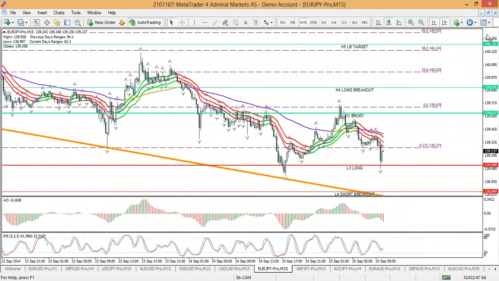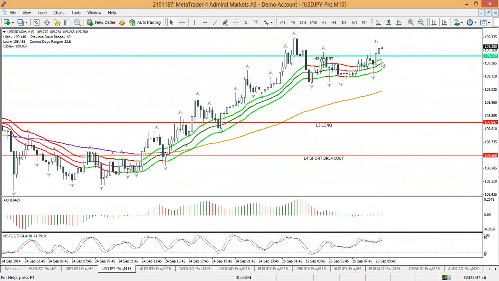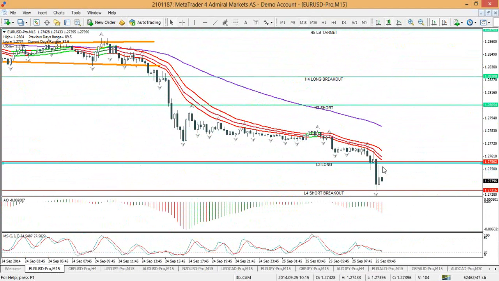So Euro yen is a potential. The problem though is that for the dollar yen downside, dollar yen is moving up. As I said, this is a potential breakout level here, so that's a bit contradictory. That has to do with the fact that the euro dollar is moving down. So that explains it. Looks like price hit the L3 here.